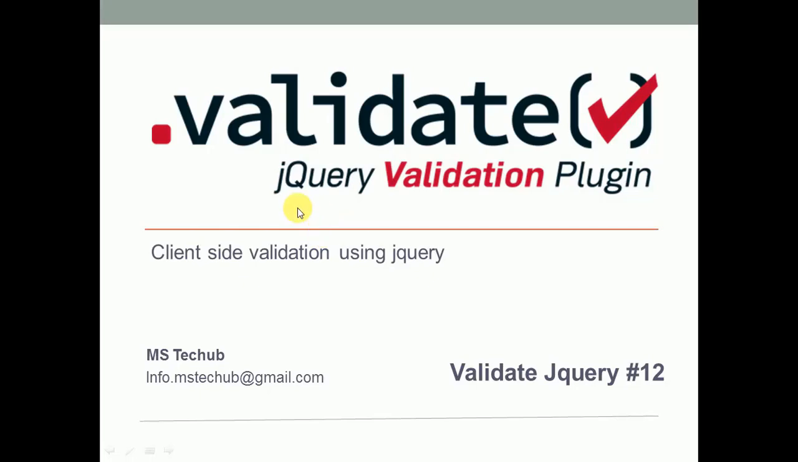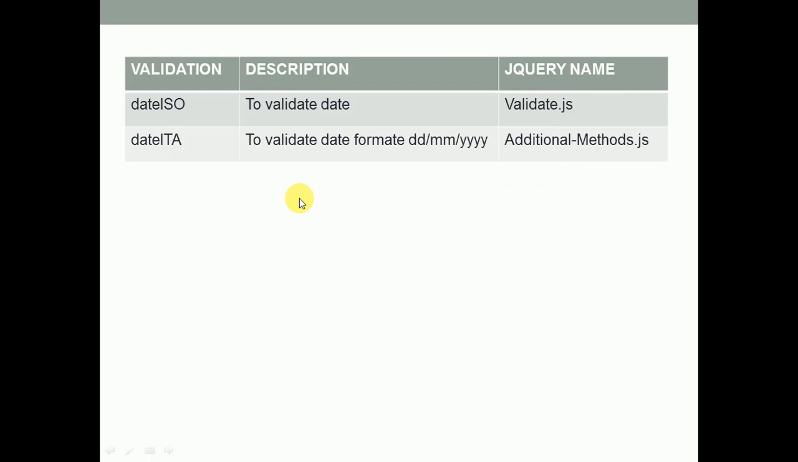This is the continuation of the validation series. In this video, we are going to discuss the DateISO validation and the DateITA validation. DateISO validation belongs to validdate.js and DateITA validation belongs to additional-methods.js. Let's flip to Visual Studio.